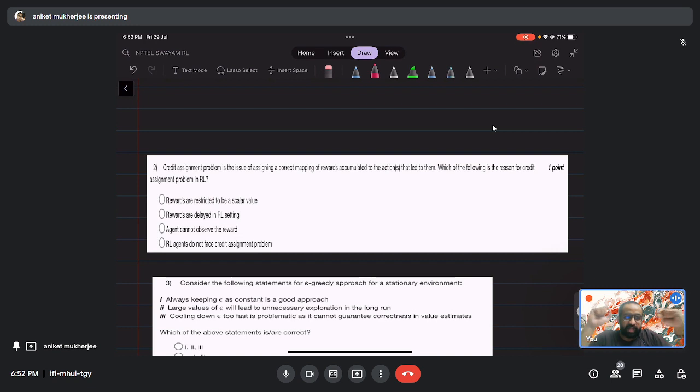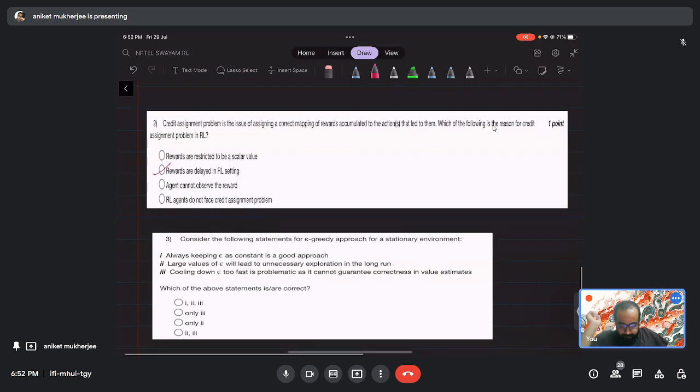Which move was the exact move that made you lose the game? You might play a very good move, but eventually, because there are multiple steps and multiple moves in the game, you might lose the game ultimately. So deciding which move to update is the credit assignment problem, and that happens in RL because the rewards are delayed in the RL setting. So that is the answer.